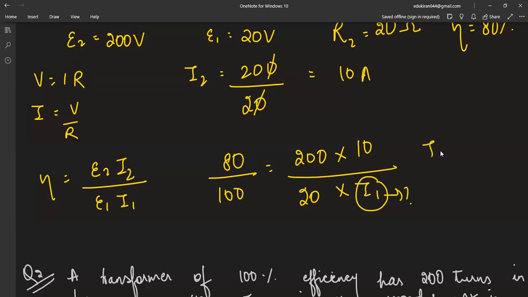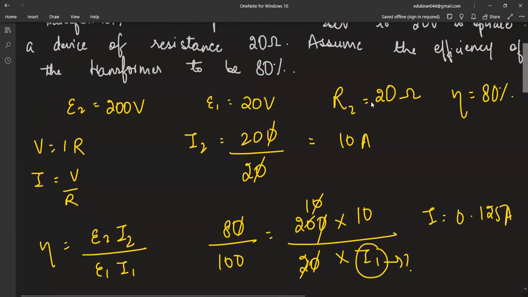When you calculate, this will come out to be, I think, 0.125 amperes, because this 2 will be cancelled, and here you will have 10, this 0. Check the solution also, whether it is correct or not. Let me write it down.